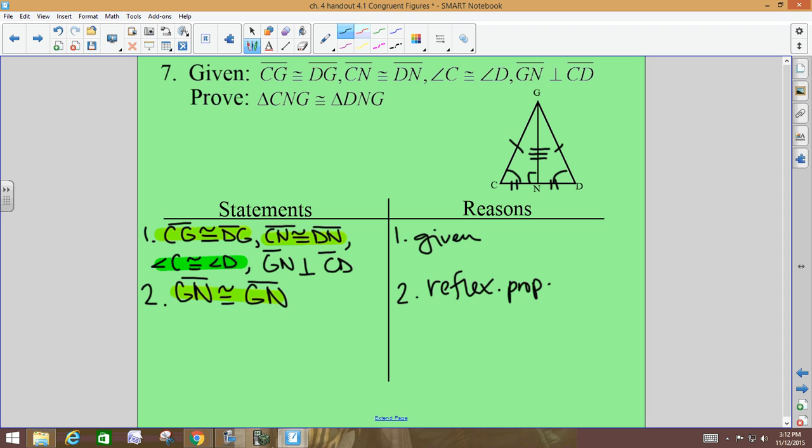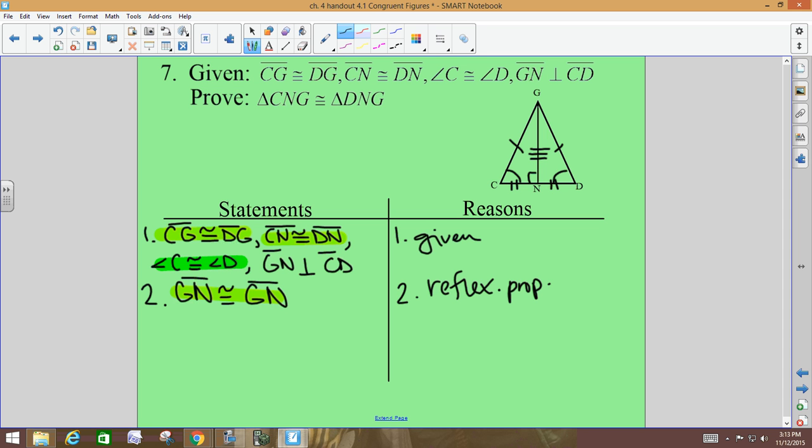Why are those two angles congruent? They're both right angles? Would you agree with him? Why are they both right angles? Because the lines are perpendicular. You were right. So since these two lines are perpendicular, I get two right angles. Since they're both right angles, would they be congruent? Right? Because what's the measure of a right angle? 90. And if two angles equal 90, aren't they congruent?